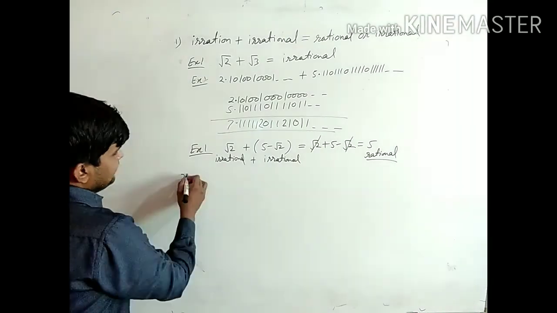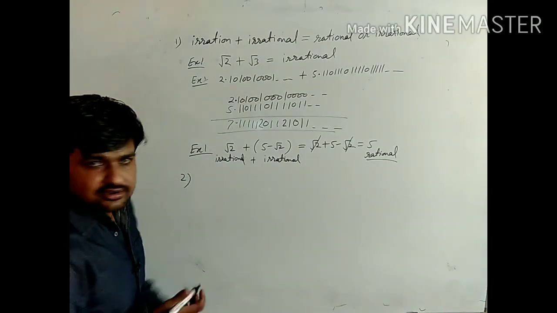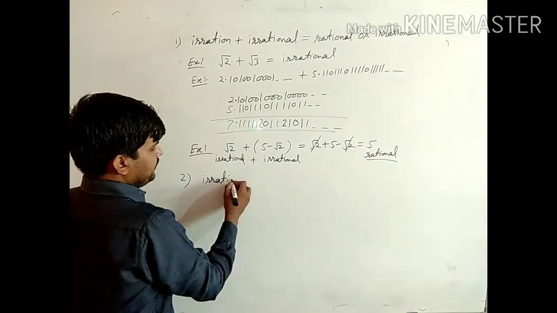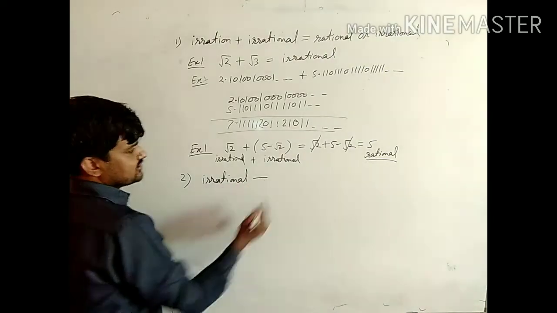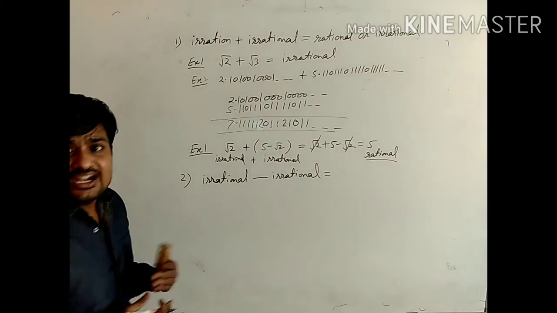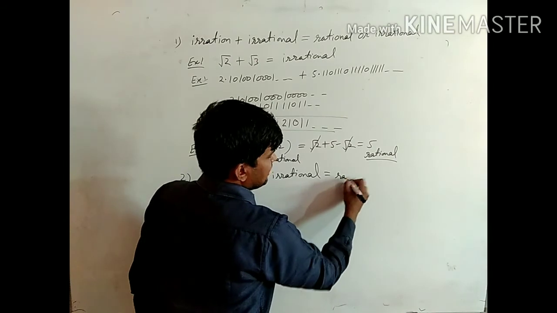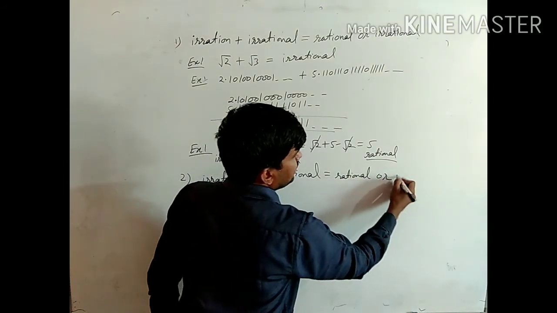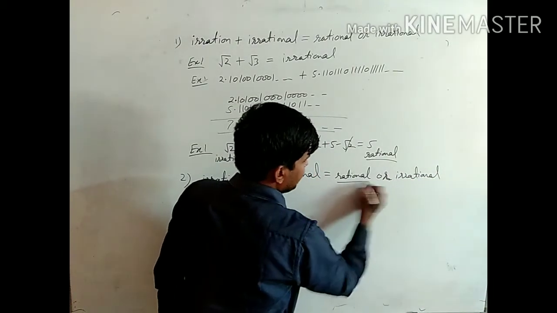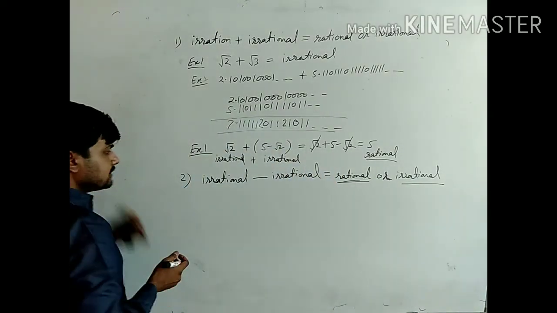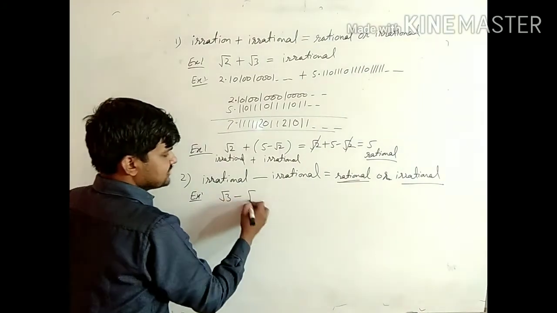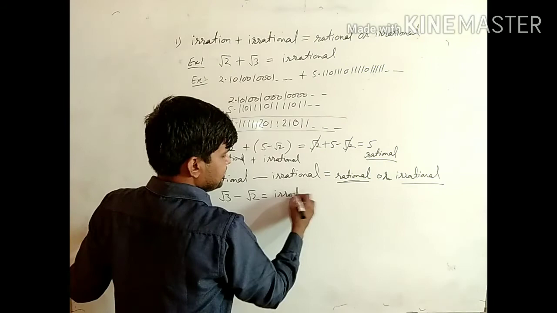Similarly, the second fact, if we perform subtraction between two irrational numbers, meaning irrational minus irrational, then the result may be rational or irrational. Result may be rational or irrational. The result can be rational as well as irrational. For example, if you perform root 3 minus root 2, this is irrational, this is irrational.